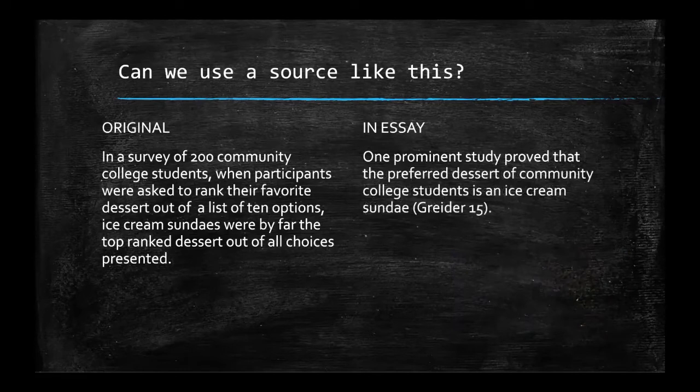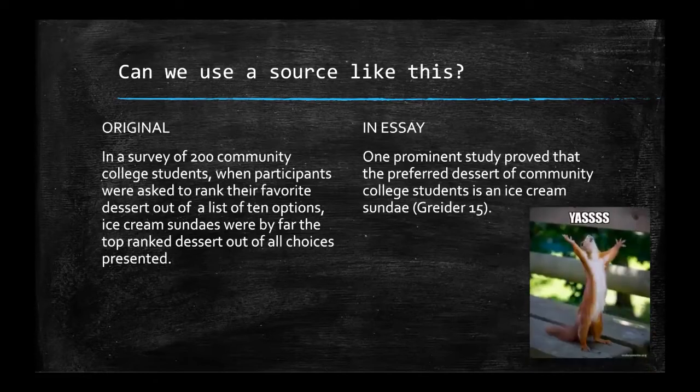Final example here. One prominent study proved that the preferred dessert of community college students is an ice cream sundae, Grider 15. Go ahead and pause the video again and take a look at this one. This one is also correct. This is an example of a successful paraphrase where the writer has entirely put that original passage into their own words. They aren't including all of the details from that original passage, but they are getting the main ideas across, which might be all that they need for their paper.